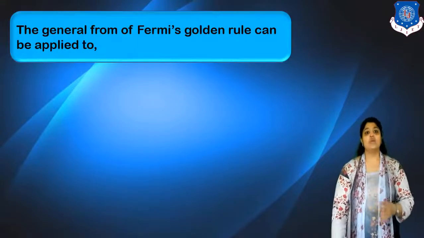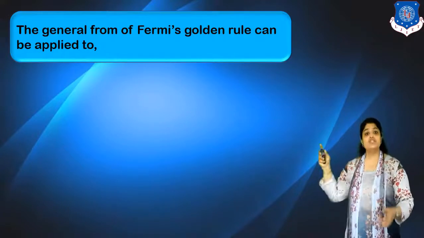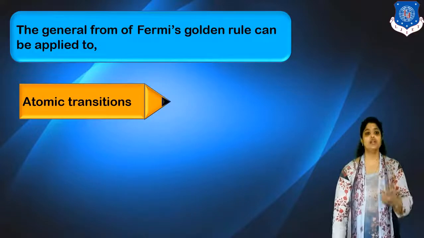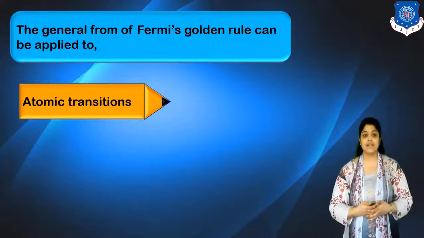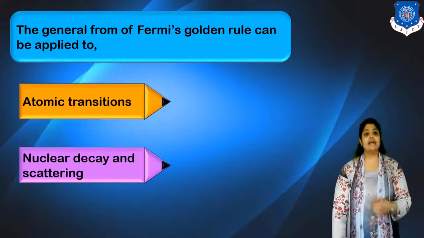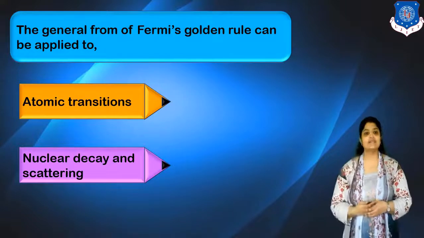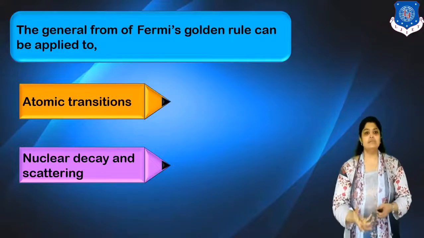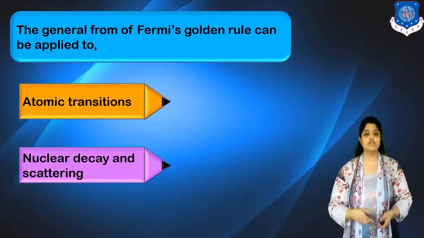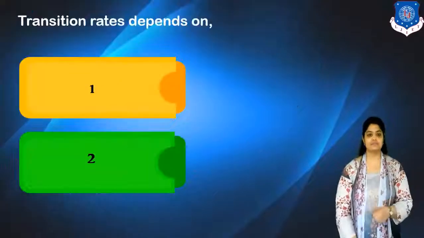Now let's see what exactly is the use of Fermi's golden rule. The general form of this equation, Fermi's golden rule, is applied to atomic transitions as I just explained. Atomic transitions means either absorption or emission, and it is also applicable to nuclear decay and scattering. What do you mean by the term decay? Decay means again releasing of energy, so it is a form of transition only, which can be explained with the help of Fermi's golden rule.